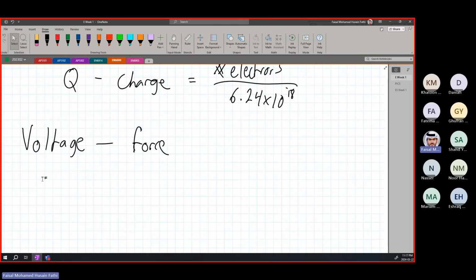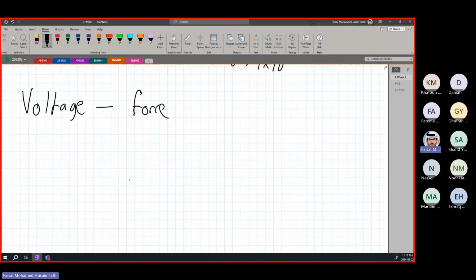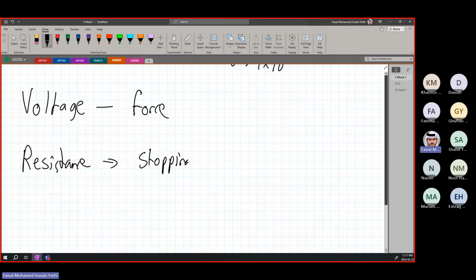How much force you're applying, that's basically the voltage when it comes to current. So if you're pushing them really hard, they're going to flow much faster. If you're pushing them very slowly, which is lower voltage, the current is going to be lower. But also, there's something called resistance. Resistance is basically the stopping force, you could say. You can think of it as kind of like friction when it comes to mechanics.